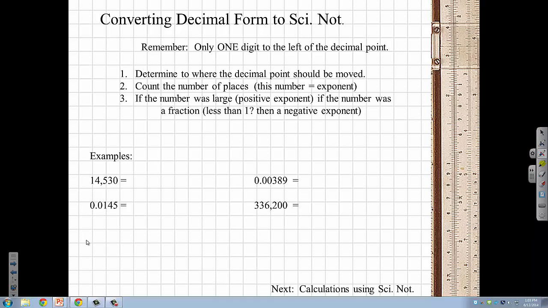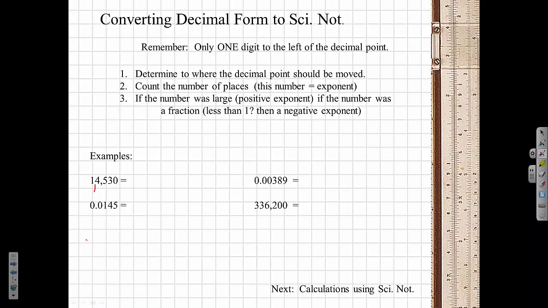So we only want 1 digit to the left of the decimal. So we're going to put the decimal here. It's going to be 1.4530. The decimal was here, and I moved it 1, 2, 3, 4 places, so times 10 to the 4. Here we only want one non-zero number to the left of the decimal, so I want the coefficient to be 1.45, and I moved the decimal 1, 2 places over, so times 10 to the what? 10 to the 2? No, this was a fraction. It was less than 1. Fraction, small numbers get negative exponents, so negative 2.